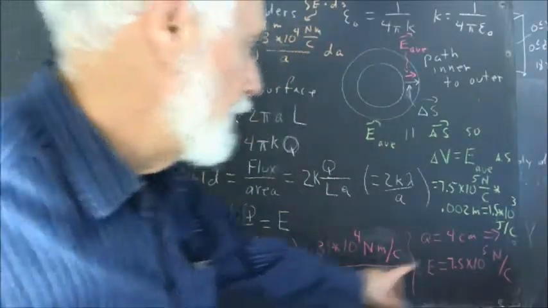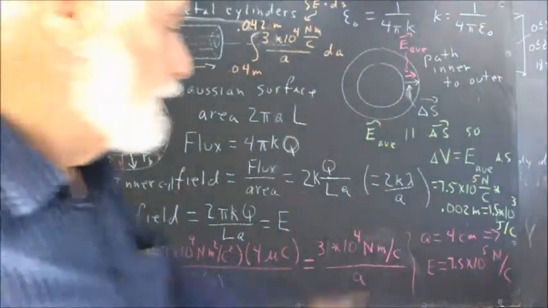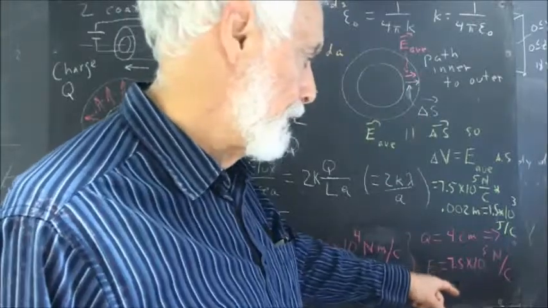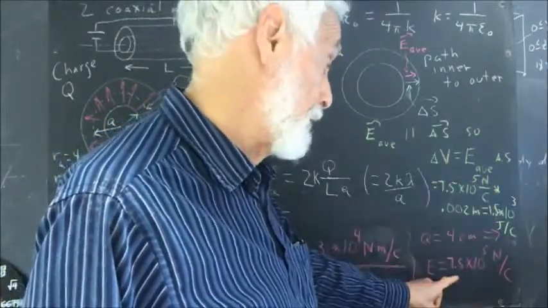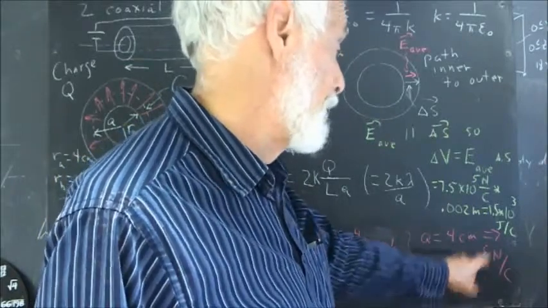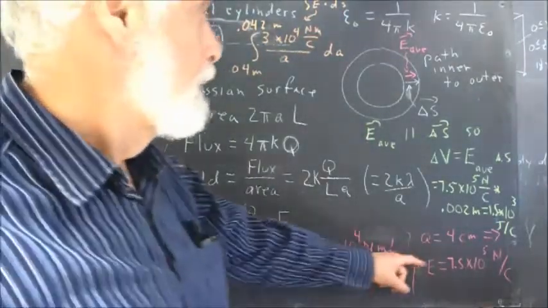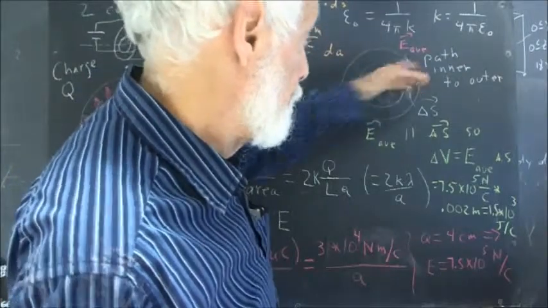If we substitute A equals 4 centimeters, the radius of the inner cylinder, that comes out approximately, and of course I'm doing mental approximation, so I could be off by a few percent. Be off by a lot more than that, so make sure you check my numbers. But I think we get 7.5 times 10 to the 5th newtons per coulomb, within plus or minus a few percent.